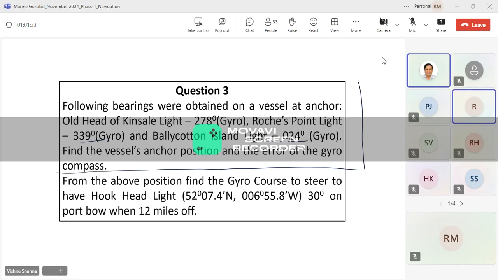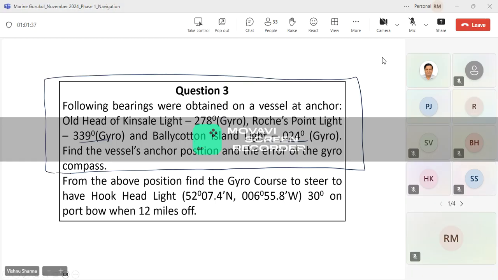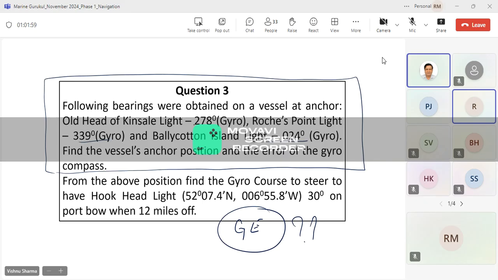Which method can we use? Can we use the PL method? Yes or no? No, sir. Why can't we use the position line method? Because the gyro error is not known. Very good. Because the gyro error is not known, therefore you cannot use the intersection of PLs, right, guys?